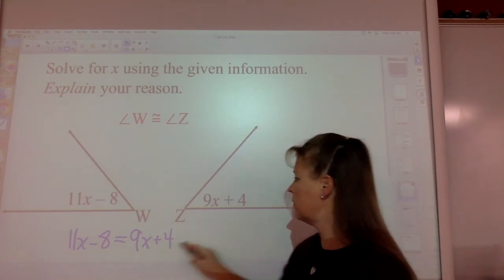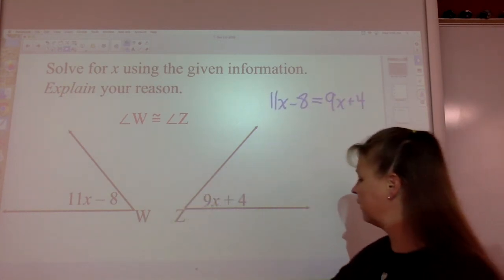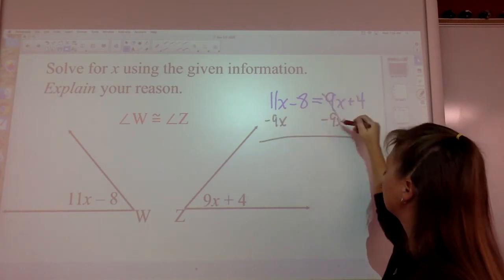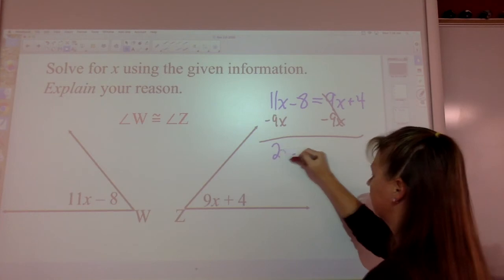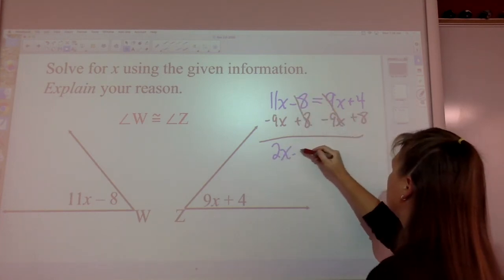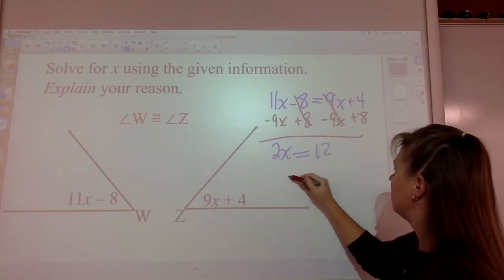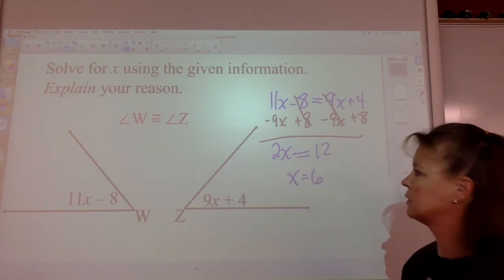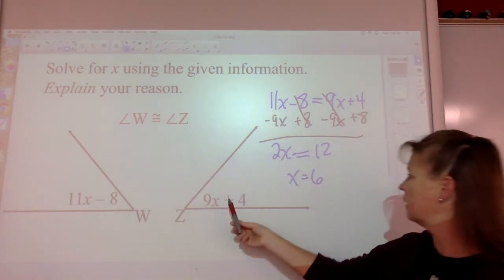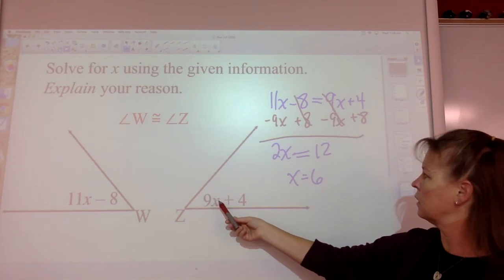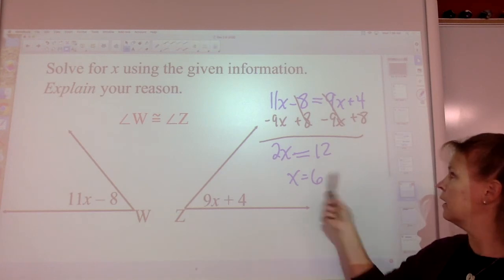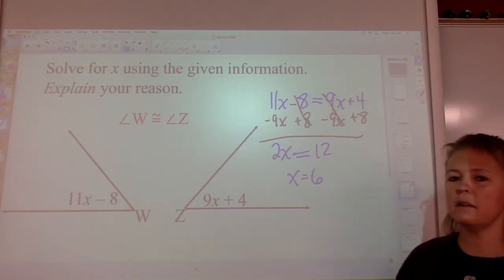Solve it. Actually, let me move this up here. Minus your 9x over here. You get 2x. Add your 8 this direction. You get equals 12. Divide by 2 on both sides. x equals 6. You can check your answer. 11 times 6 minus 8 is 58. 9 times 6 is 54. 54 plus 4 is 58. Okay? Found x. Explain your reason.